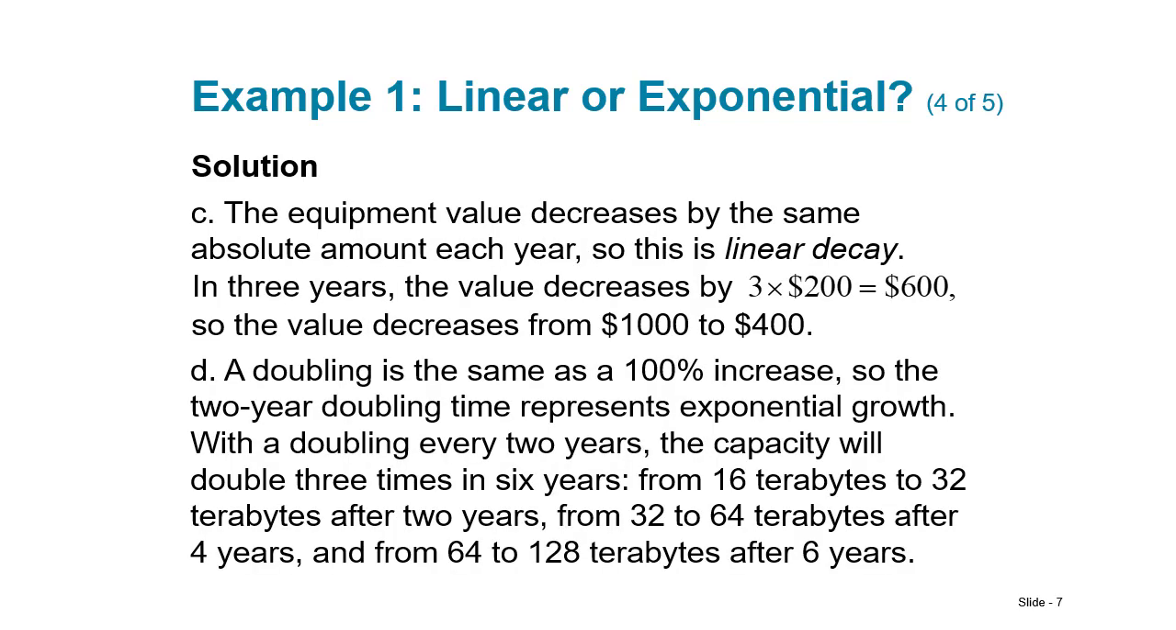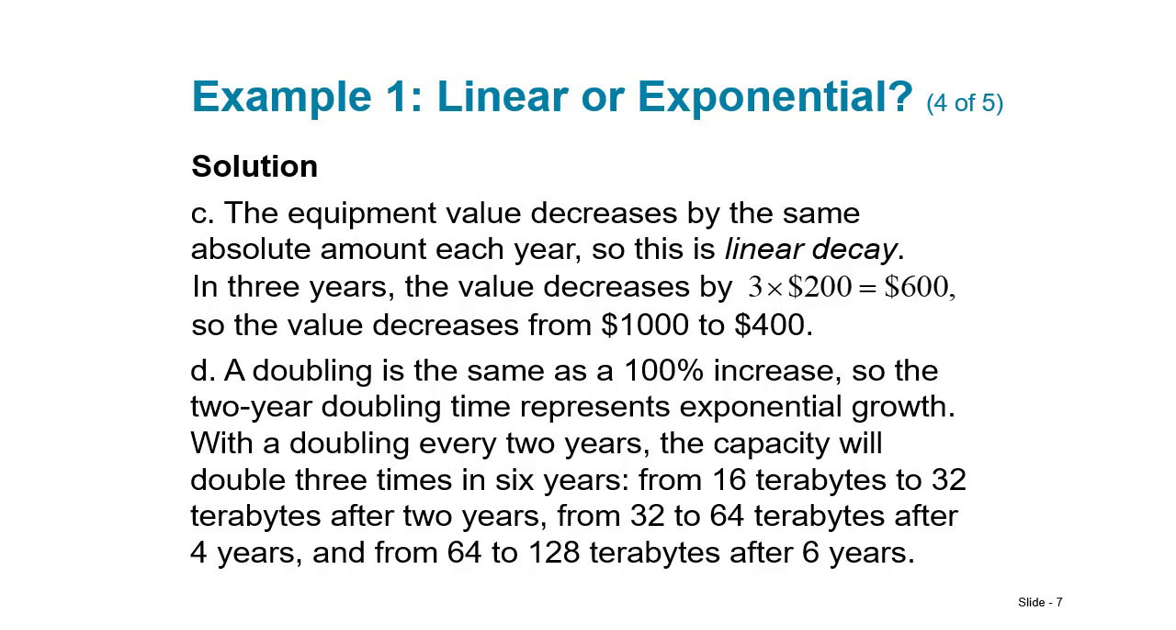C, you can decrease, right? The decreased amount is $200 each year, so that's linear. So we just do 200 times 3, and we get to write off $600. So the value goes from 1,000 to 400.